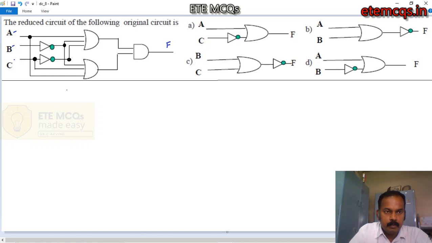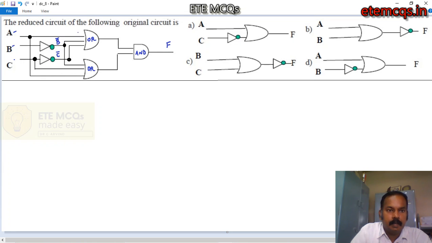Now we can just notice that this is an OR gate. This is yet another OR gate too, and this is an AND gate. And you have two inverters. When B is given as input to the inverter, the output is B bar. And C given as input to this inverter, it is C bar.